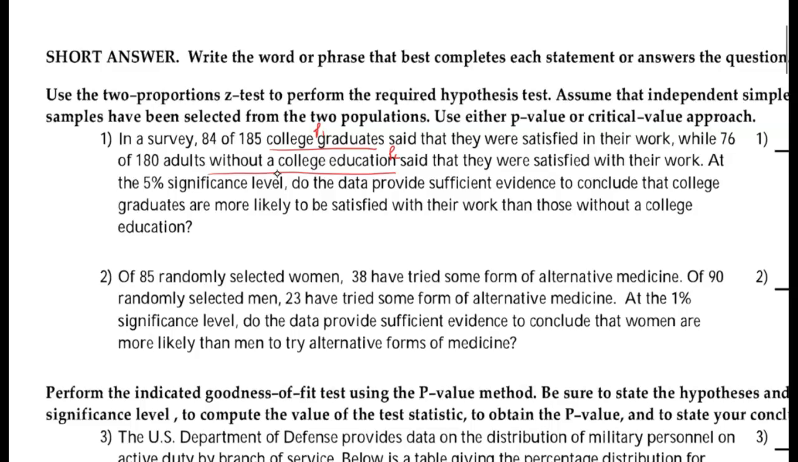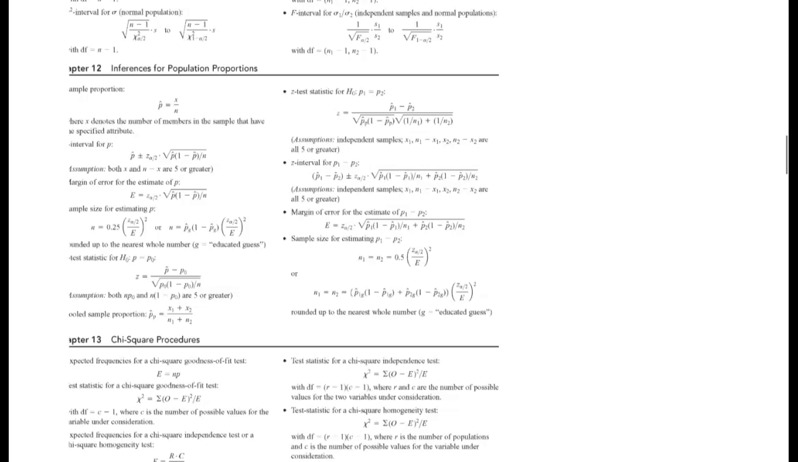At the 5% significance level, do the data provide sufficient evidence? Right off the bat, that's a hypothesis test. It's not asking for a confidence interval. So now you know you are doing a two sample proportions hypothesis test. So when you go to your formulas, stop yourself, so you can narrow down where you are.